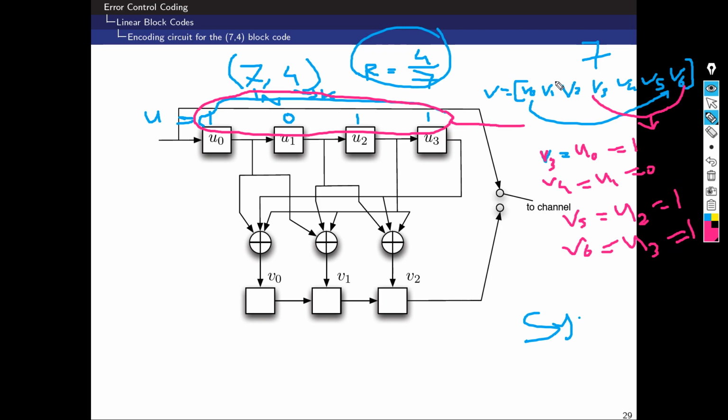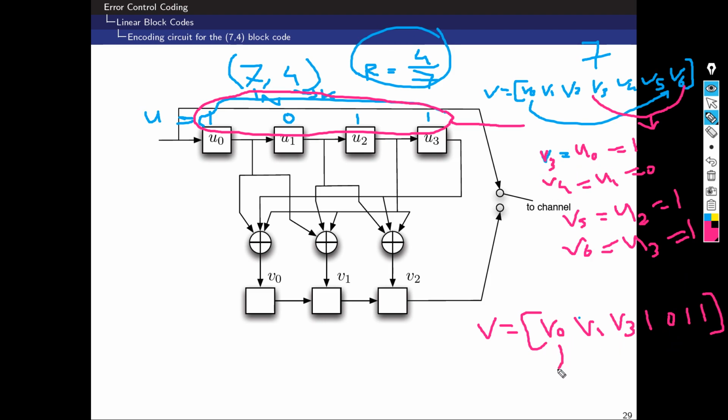So then you put them in the sequence V. The new V I have is V0, V1, V2, whose values I don't know yet, but I know the values of the remaining ones. V3 is 1, V4 is 0, V5 is 1, V6 is 1. So this is the code word at the output, up until now.